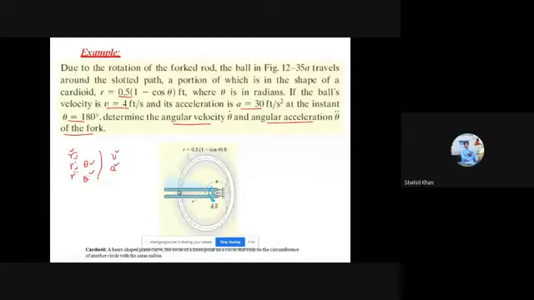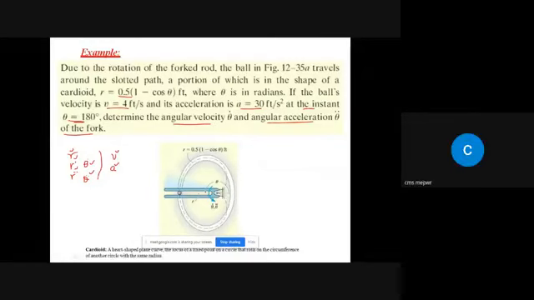Yes, sir. So you can say it's just the shape that has changed. Only the shape has changed here. Okay, so r is given, and what are they asking? They are asking at the instant when theta is equal to 180, right? Yes, sir. Okay.